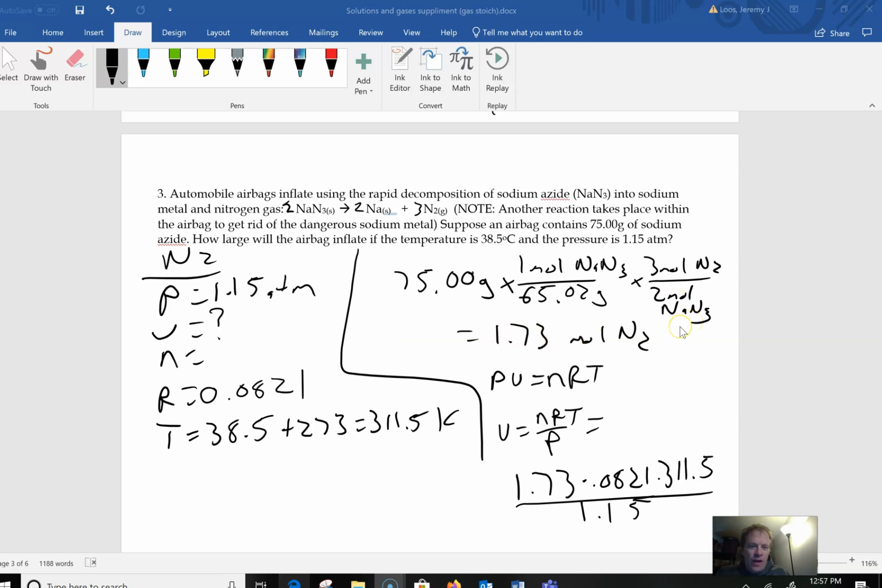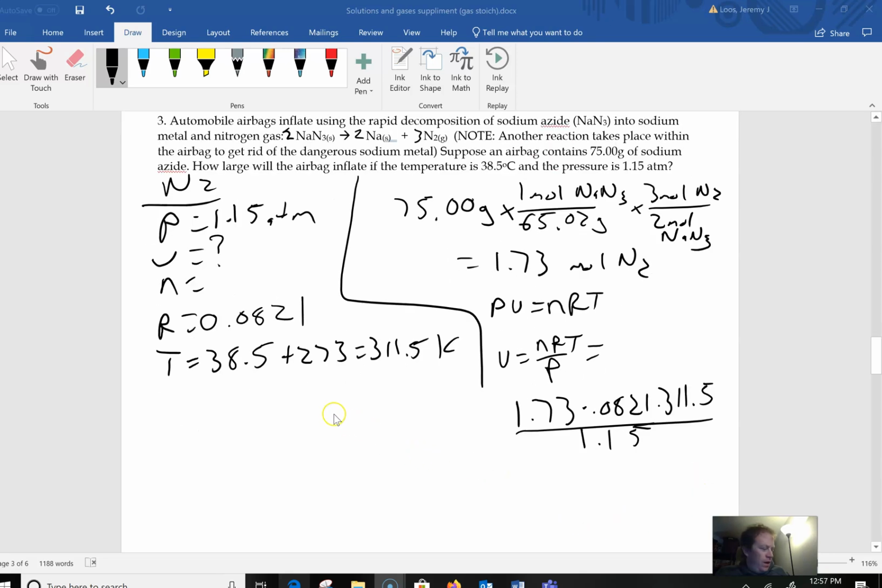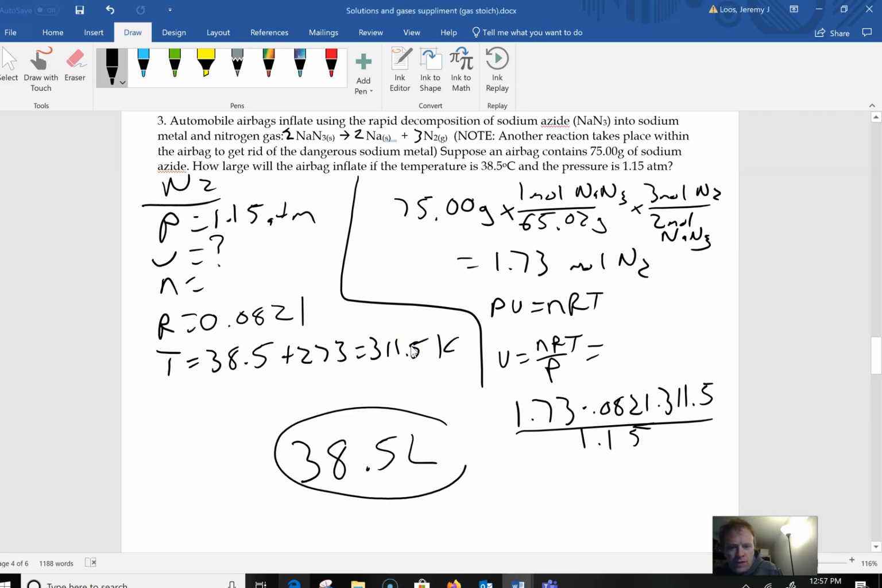And then from there, that tends to be the hard part. From there, we just need to do a little bit of algebra, rearrange the equation to solve for volume, plug that stuff in, and you end up getting about 38.5. Seems to be a decent size for an airbag.